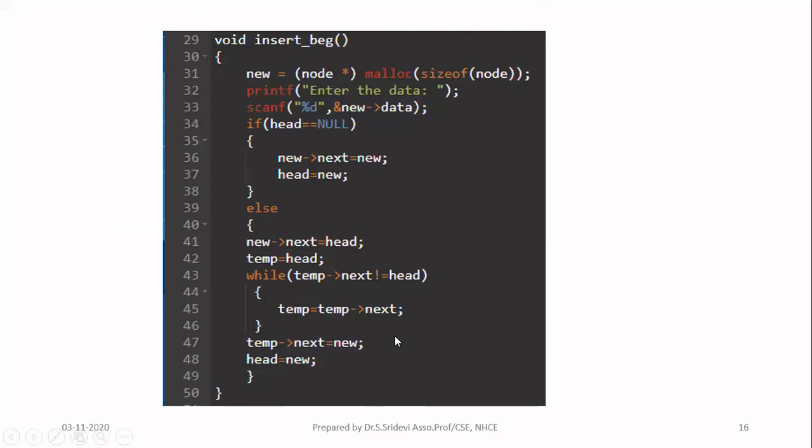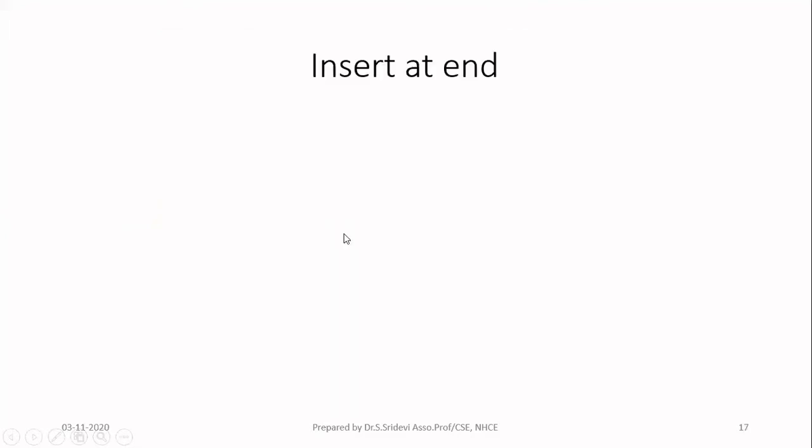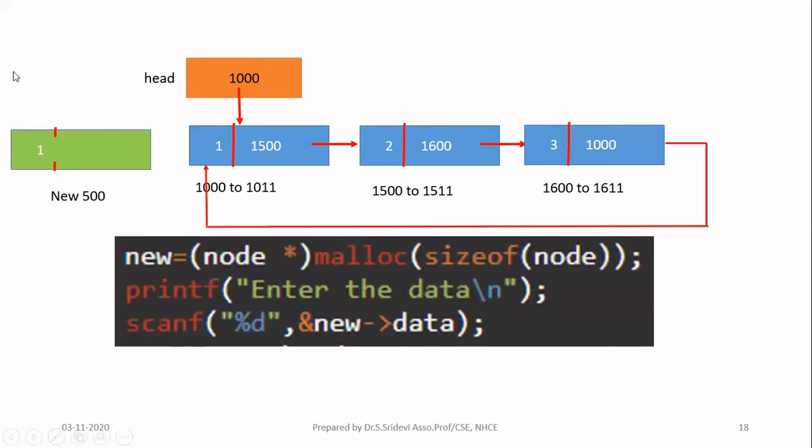Whatever steps we have seen so far, I have written everything in the order I have explained, one by one. So now let us see how to insert at the end of the linked list. Now this is my linked list. Here I want to insert the new node, that is this node 1, at the end.